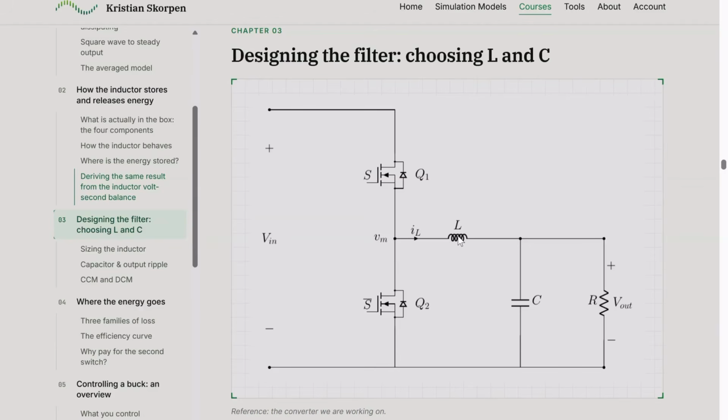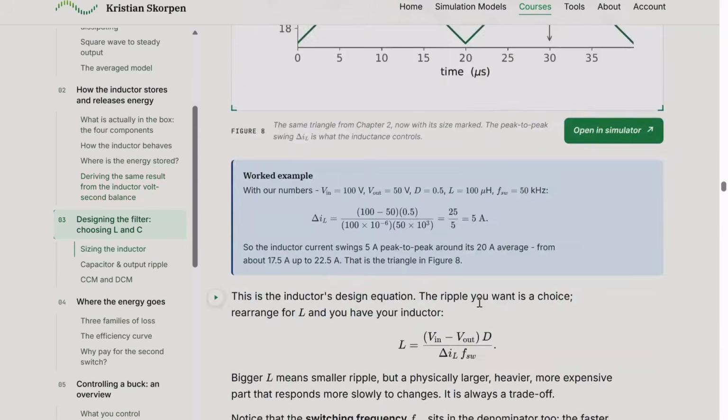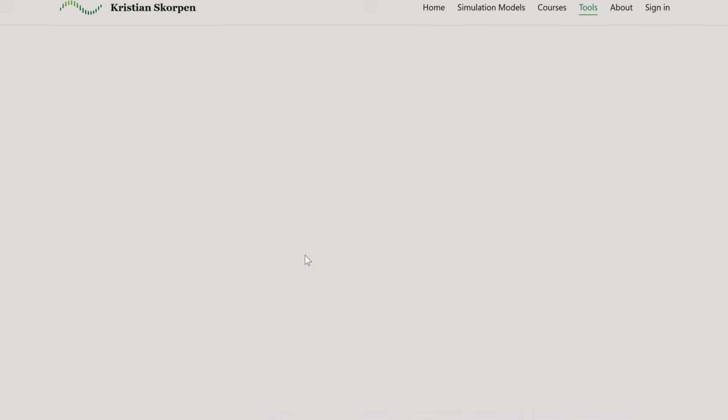In this video, I will show you how the inductance and the capacitance influence the buck converter's behavior. So I think in order to look at this, we should go into a simulator to have a look at it. So I've made a basic simulator here.